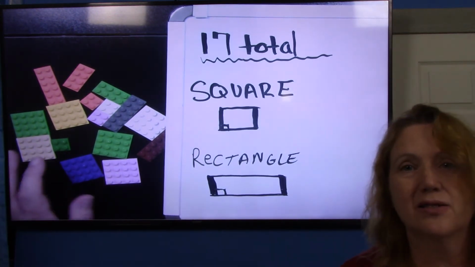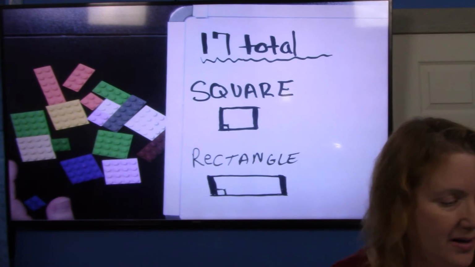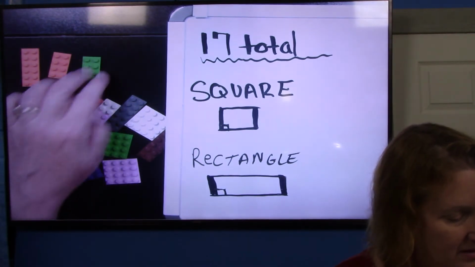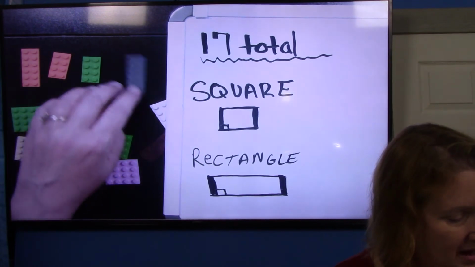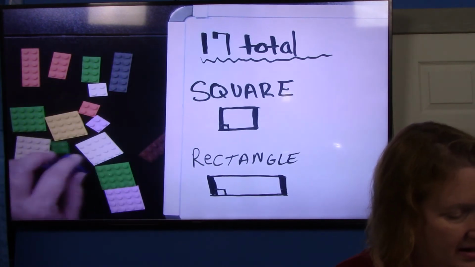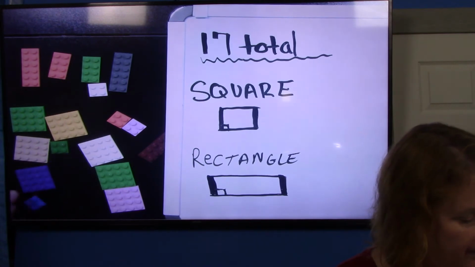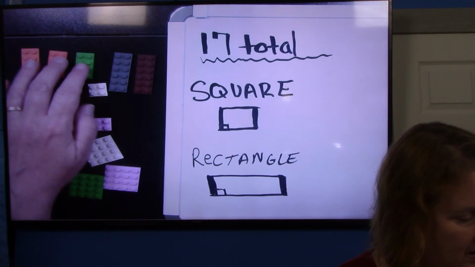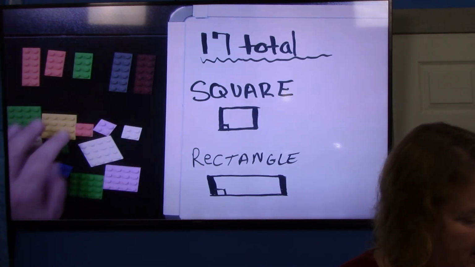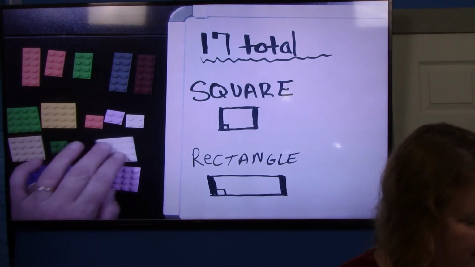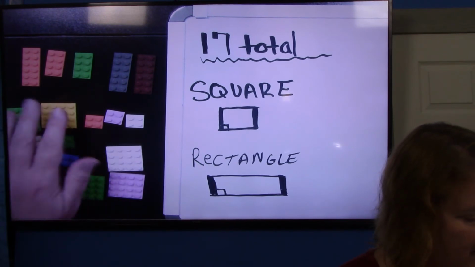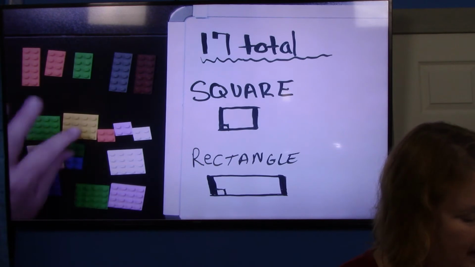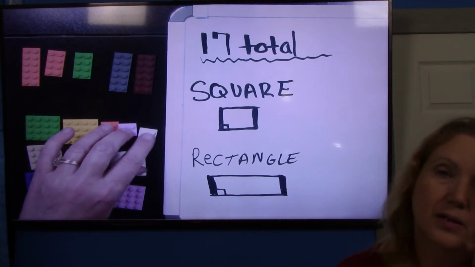So let's organize our Legos a little bit into these 2 categories. Here we have rectangles. We have some different sizes, but that's okay. There. I've got my rectangles toward the top, and I've got my squares toward the bottom.